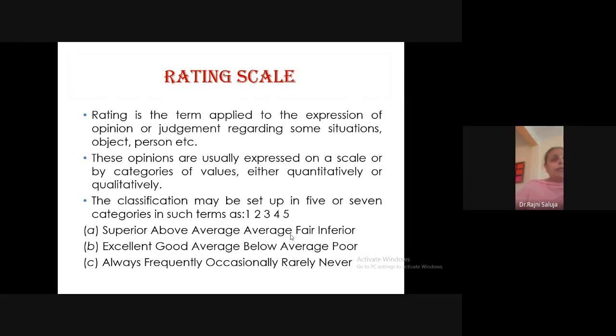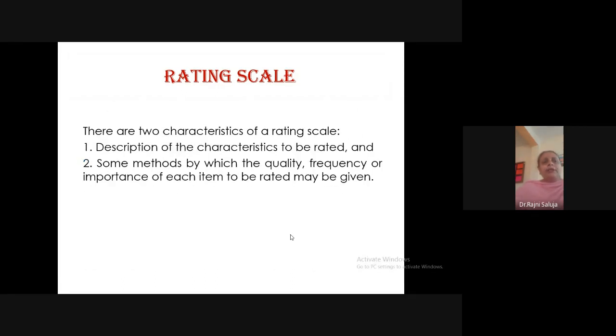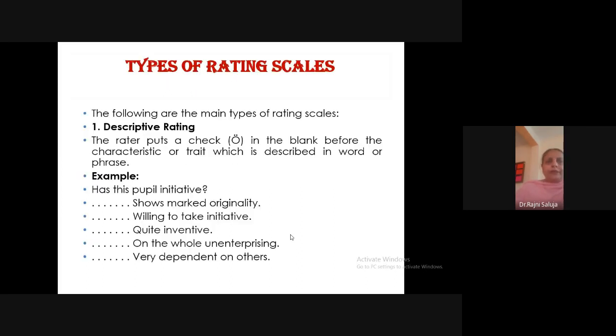The next one is, there are 2 characteristics of a rating scale. The first is description of characteristics to be rated, that is, what are the attributes we are to rate that has to be given weightage. The second is some method by which the quality, frequency, or importance of each item to be rated may be given. What methods are we following for rating? There are different types of methods available. Now we will be talking about the types of rating scale. The following are the main types of rating scales.